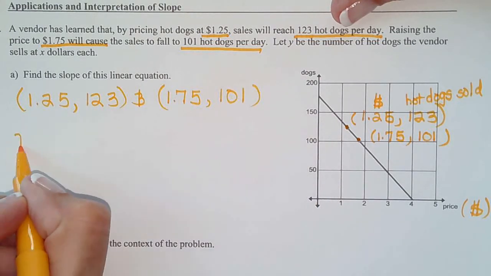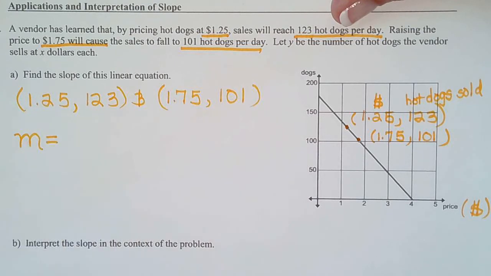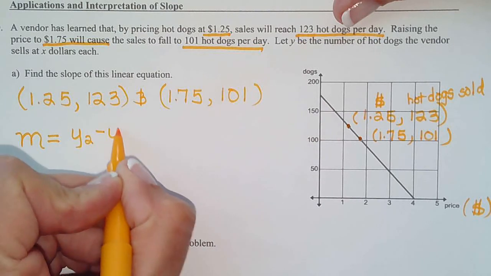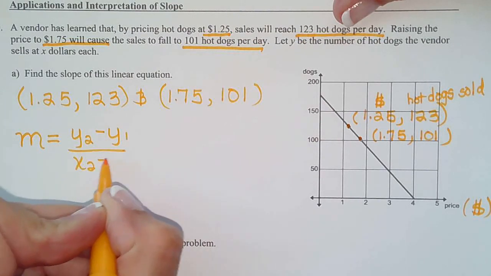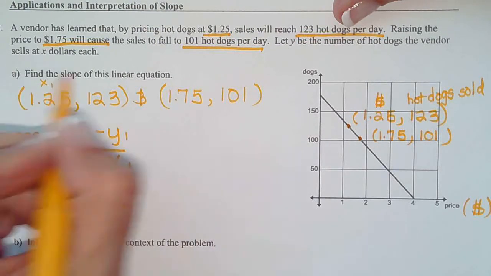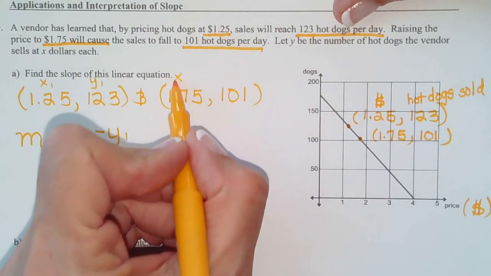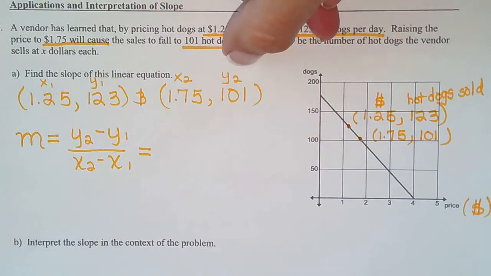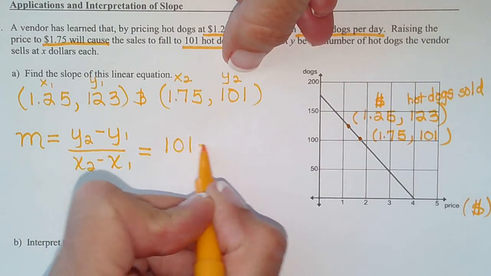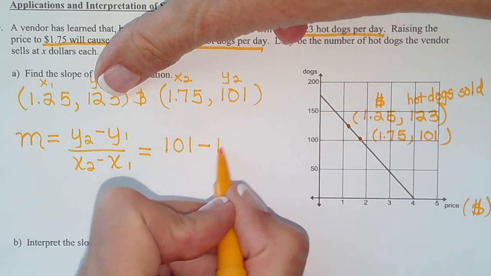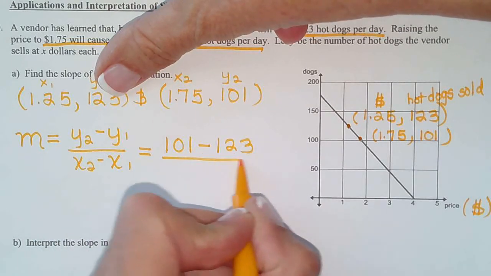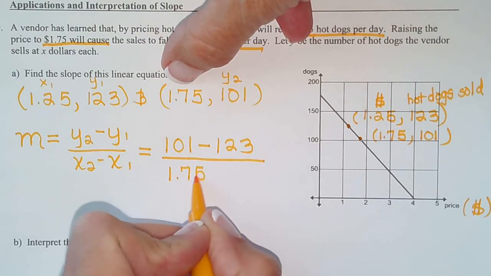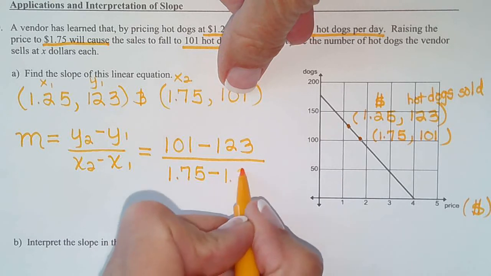So find the slope. The first thing I do is write my slope formula, because this has to be about 6 or 7. We should be memorizing it, right? Second y minus the first y over second x minus the first x. This is my first x, this is my first y, this is my second x, this is my second y. So second y, 101, minus my first y, 123, over second x, 1.75, minus my first x, 1.25.